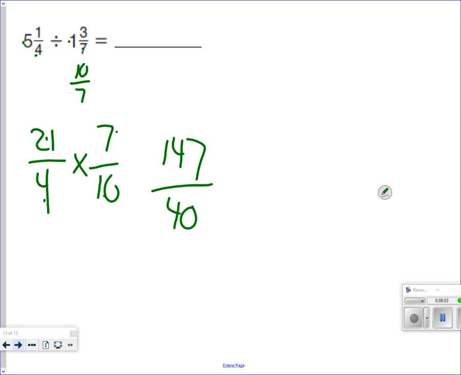How many 40s can go into 147? 3 can go in evenly. 3 times 40 is 120, so that means we're left with 27 over 40. Perfect. 3 and 27 over 40.